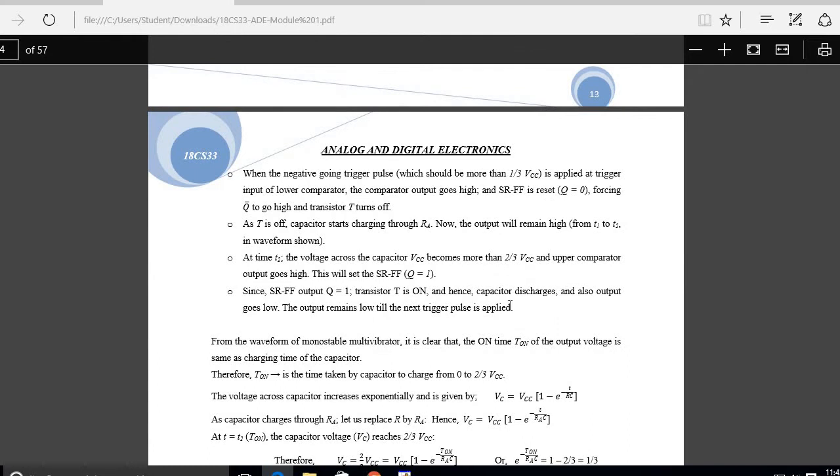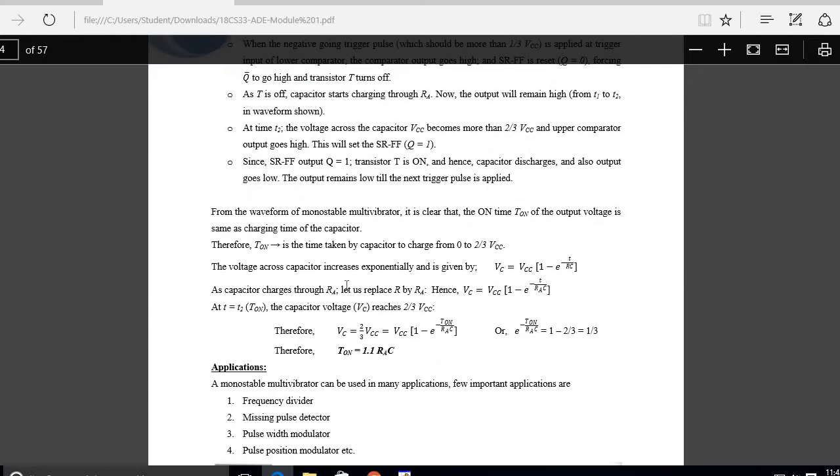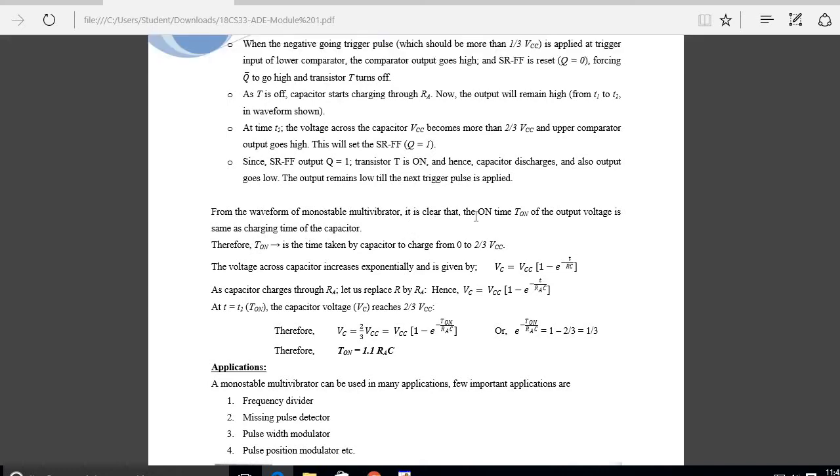Okay, some of the equations are there here. From the waveform of the monostable multivibrator it is clear that the on time T on of the output voltage is the same as the charging time of the capacitor. So T on means the time taken by the capacitor to charge from 0 to 2/3 VCC. If you want to turn on the transistor, the capacitor has to charge from 0 to 2/3 VCC. That is the concept.